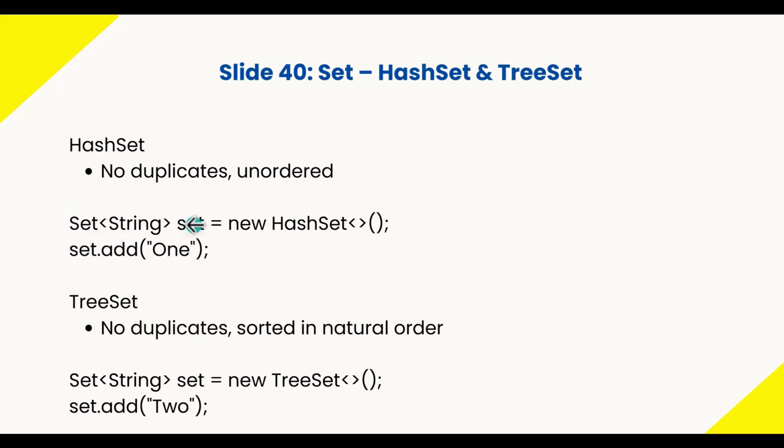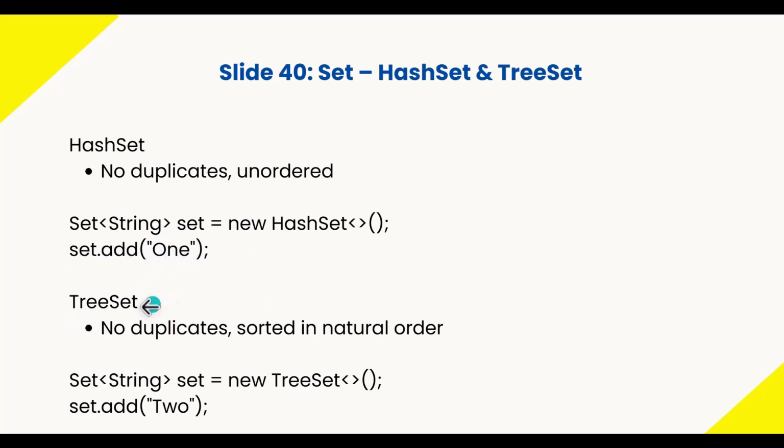Set<String> set = new HashSet<>(). Here set is the reference variable. That's why we write set.add(1). Okay, the set.add method. So in the add method we have inserted the string 1.